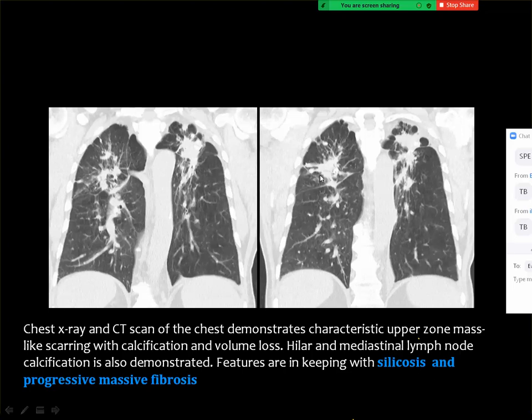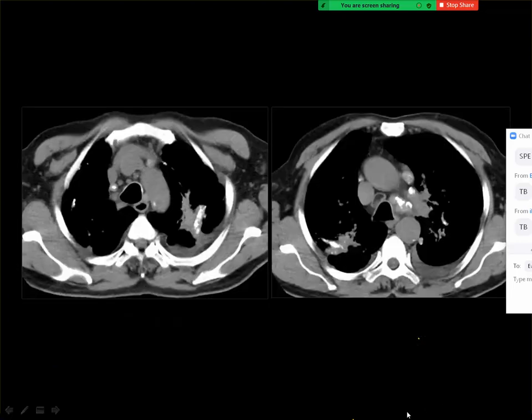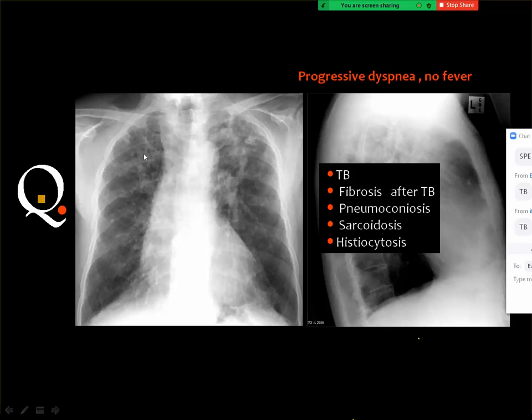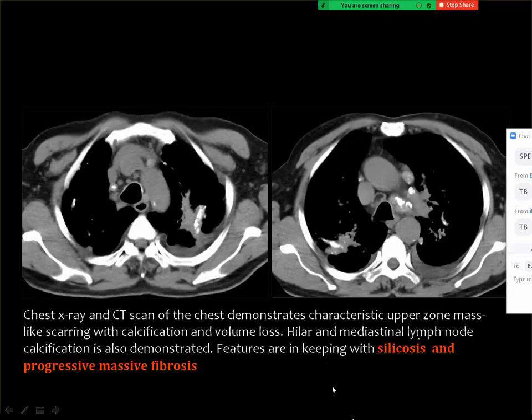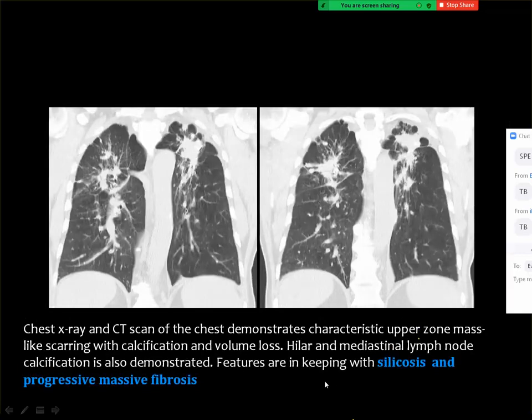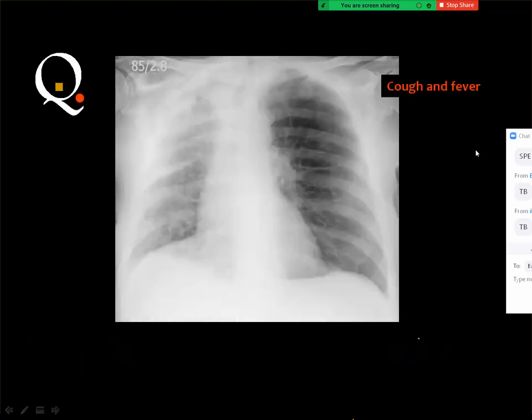You got two big masses on either side of the upper part of the mediastinum, and you may see some pulmonary nodules scattered everywhere. And this is, of course, not that evident in the plain film. If you say from the plain film only that this is TB, you are right. Then after the CT, you should change your opinion to progressive massive fibrosis. This patient had cough and fever.